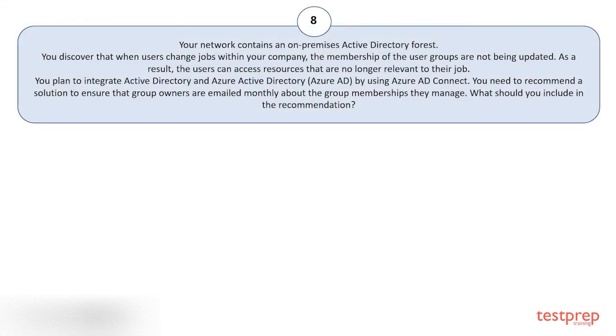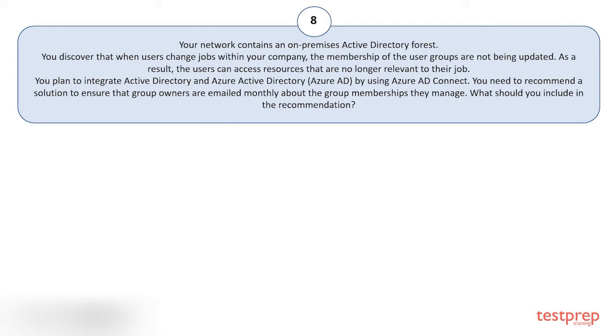Your network contains an on-premises Active Directory forest. You discover that when users change jobs within your company, the membership of the user groups are not being updated. As a result, the users can access resources that are no longer relevant to their job. You plan to integrate Active Directory and Azure Active Directory by using Azure AD Connect. You need to recommend a solution to ensure that group owners are emailed monthly about the group memberships they manage. What should you include in the recommendation?